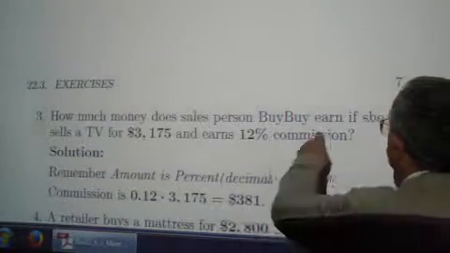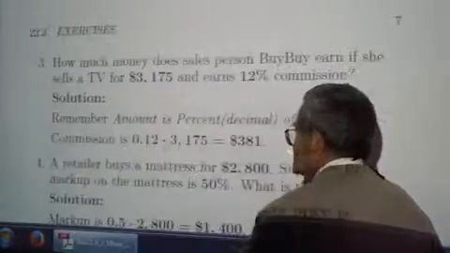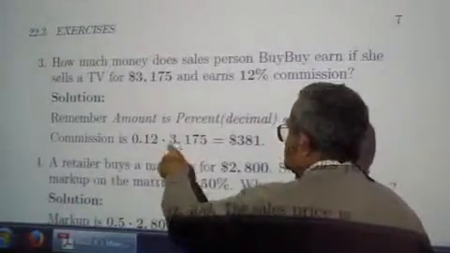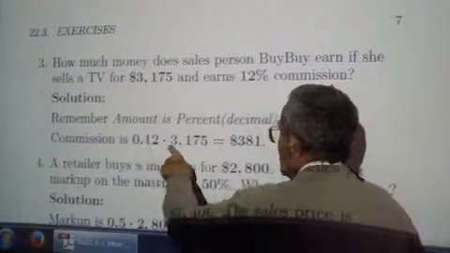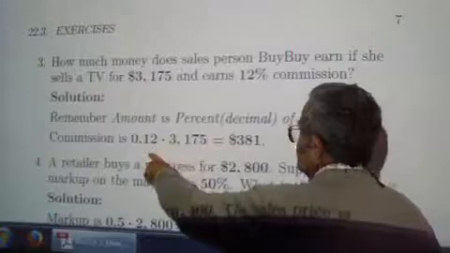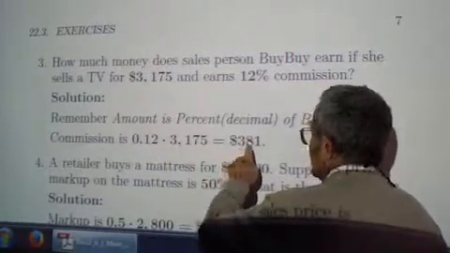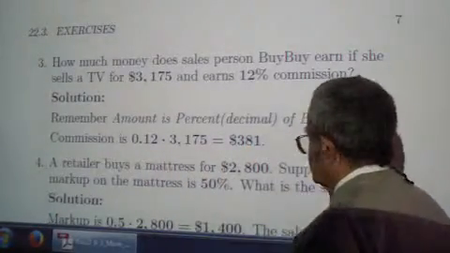How much money does a salesperson earn on 3,175 at 12%? Amount is percent of, so 12% of 3,175 or $381.